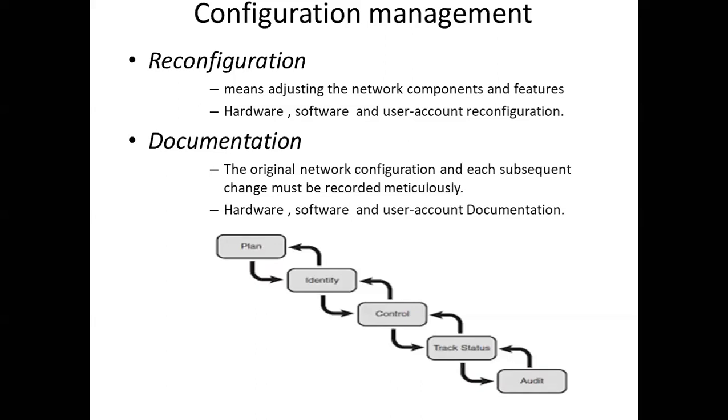The second part of configuration management is documentation. Now, the original network configuration and each subsequent change must be recorded meticulously. Means what? Initially, whatever the configuration was, that should be noted down. It should be stored somewhere. And every time we make some changes, that also has to be recorded. That means it has to be stored somewhere.